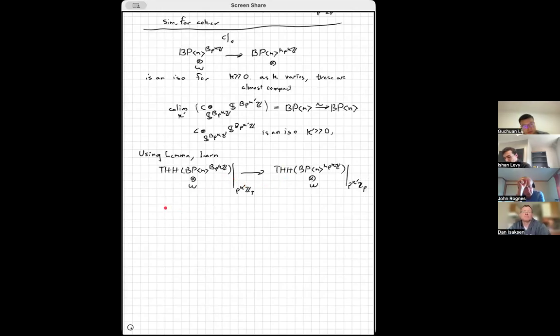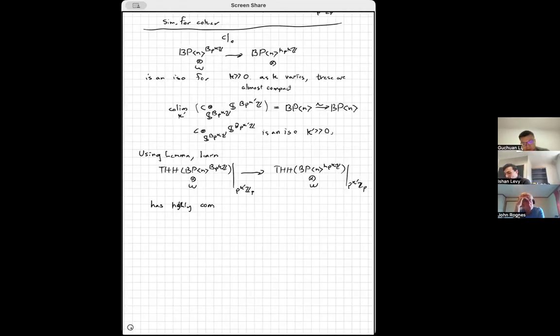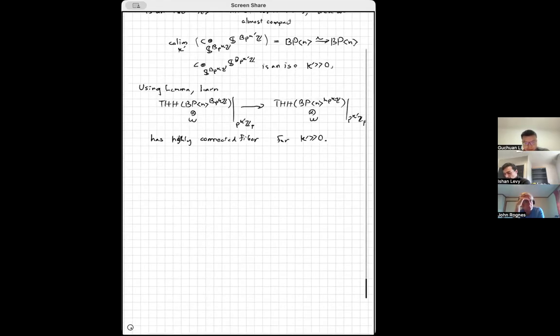So in other words, this map is as highly connected as you want, but this K prime will depend on how connective you want it to be. So it has highly connected fiber for K prime sufficiently large. Okay, so that's pretty close to what we wanted, but not really.